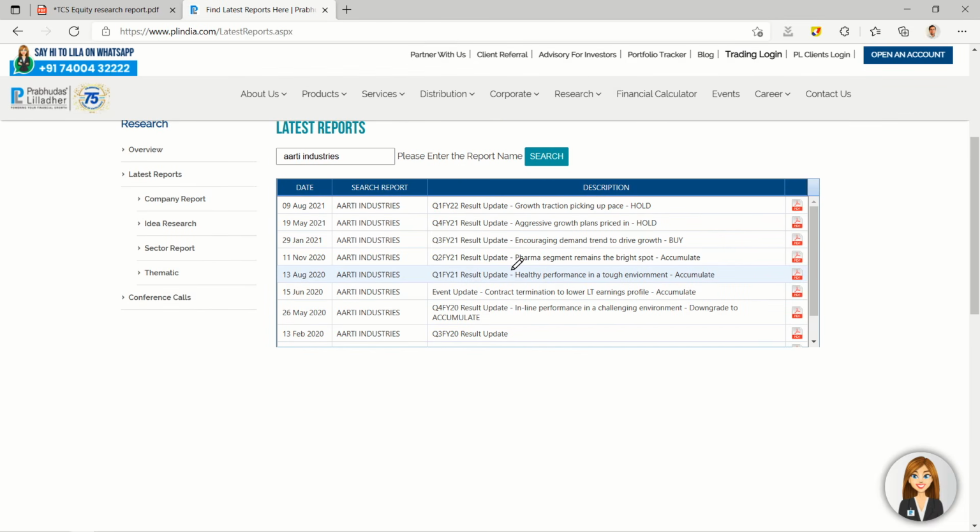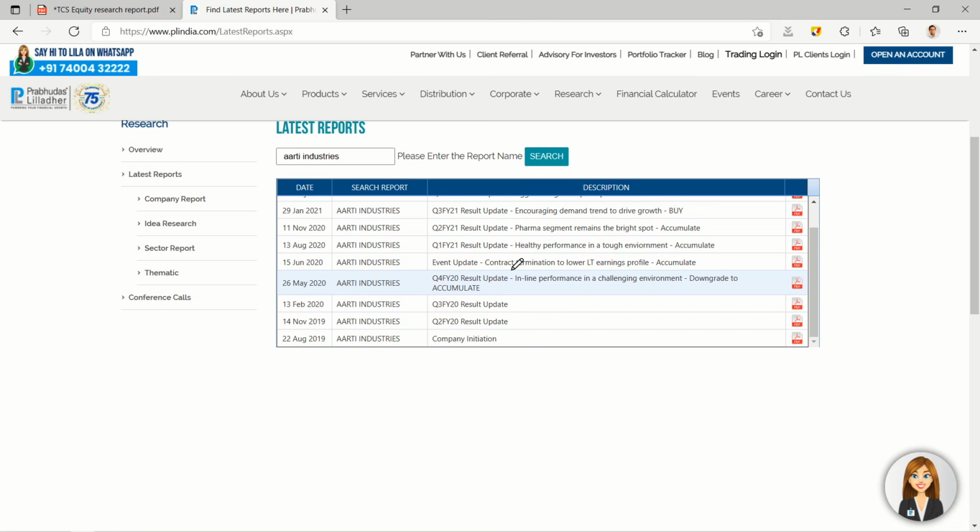So first of all, you should always read the initiation report. Initiation report is when the equity research house starts to analyze the company, and then there are updates. They recommend buying, selling, accumulating, downgrades, upgrades happening. But you should always start from the initiation report.